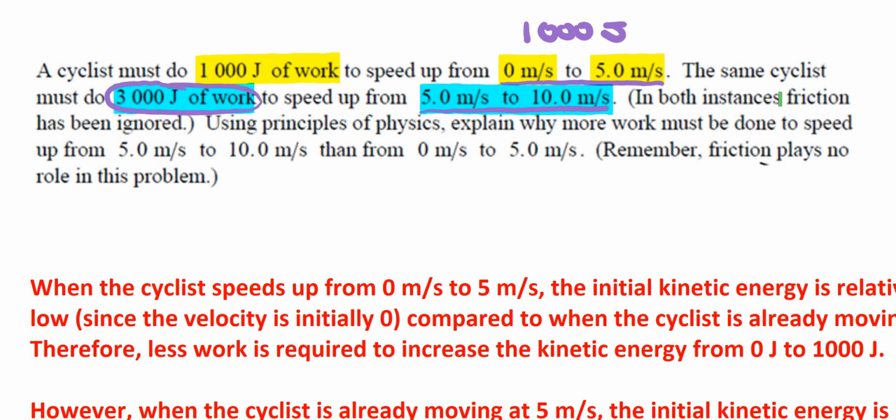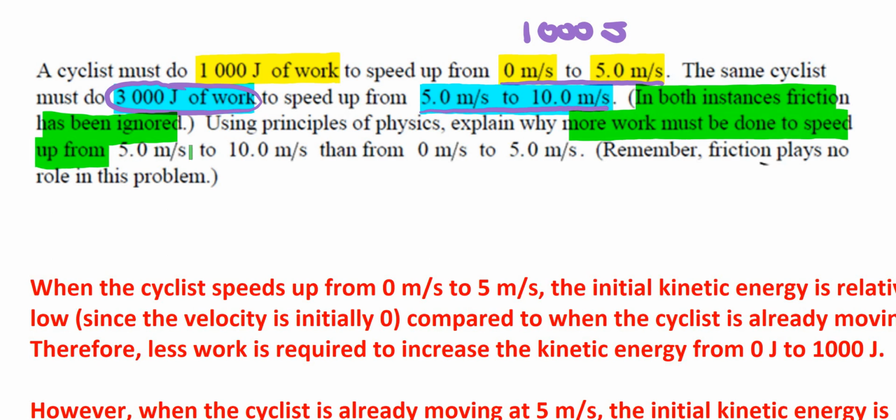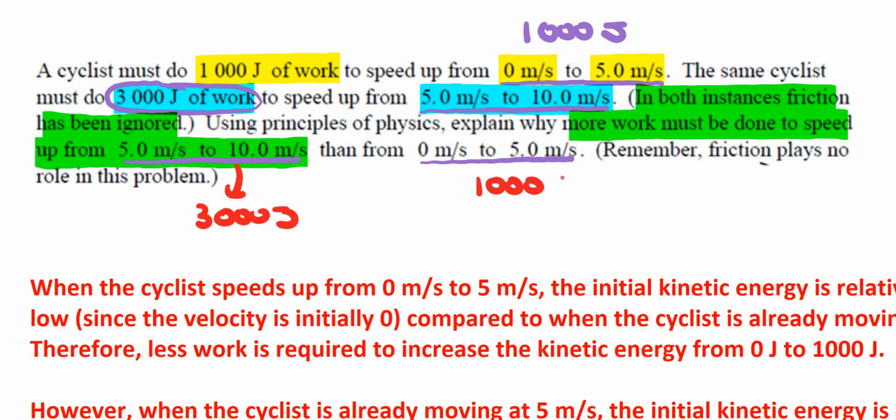Now, we ignore friction in both cases, and using principles of physics, we need to explain why more work must be done to speed up from 5 meters per second to 10 meters per second than from 0 to 5. Once again, friction plays no role in this problem. Now, we simply can't say that since this requires 3,000 joules and that requires 1,000 joules, it requires more work because 3,000 is bigger than 1,000 joules.